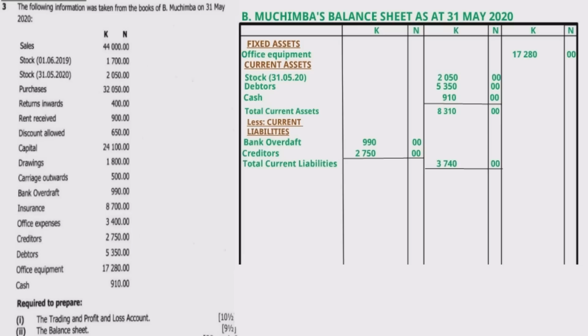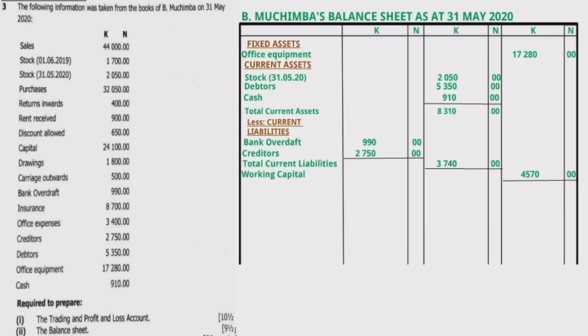Then when we subtract the total current liabilities from the total current assets, when you punch 8,310 kwacha minus 3,740 kwacha, it will give you the working capital, which is 4,570 kwacha, and we're going to record working capital here like I've recorded. Okay, please, I'm not trying to go into details because I don't want to waste your time, so please just pay attention and follow me keenly.